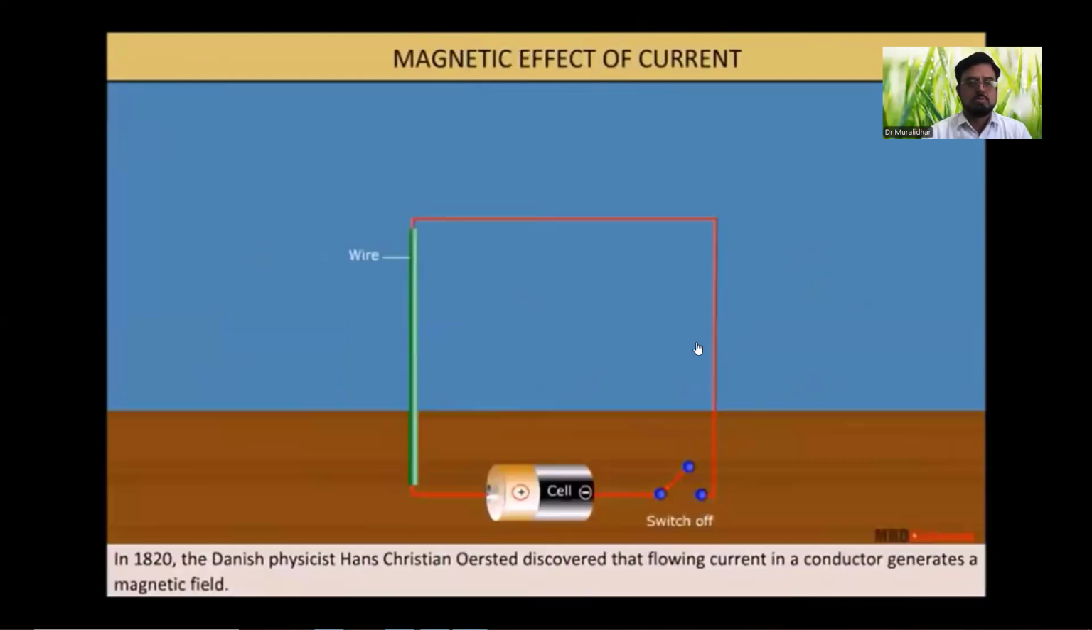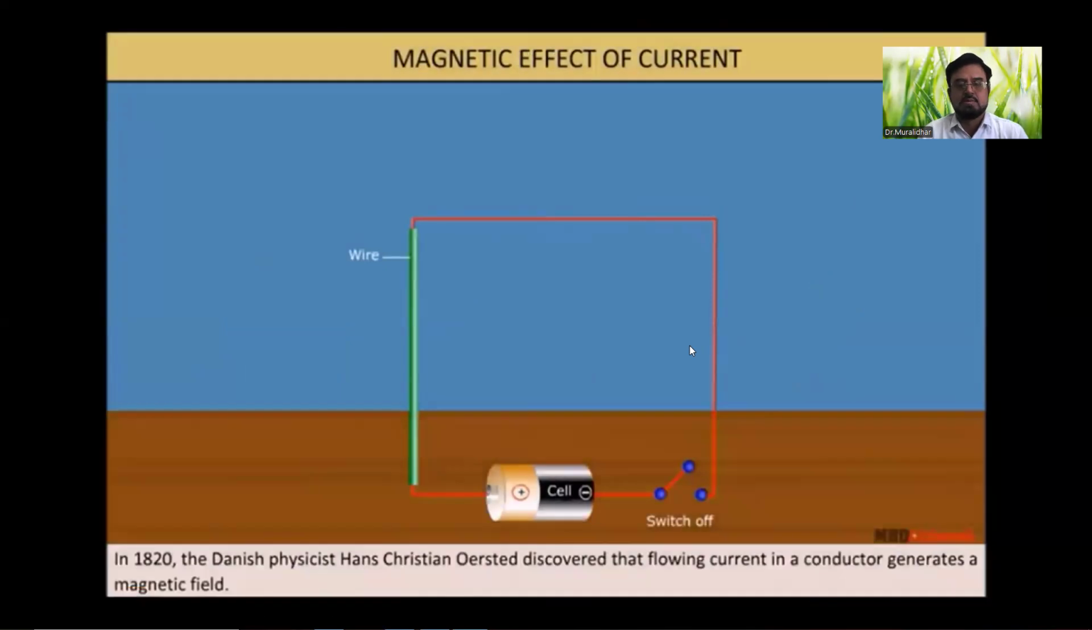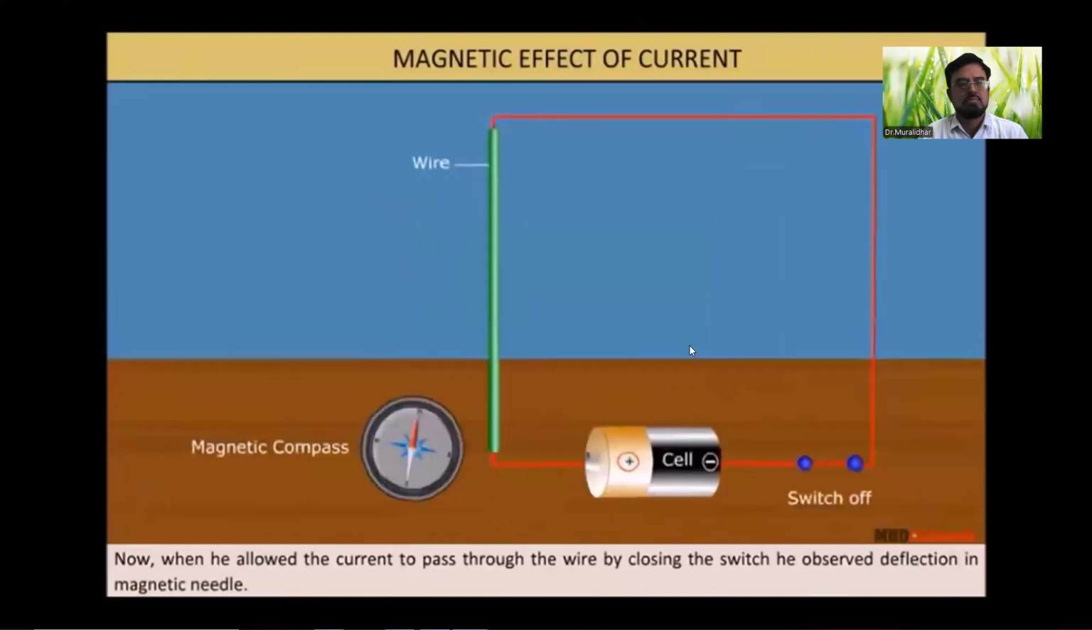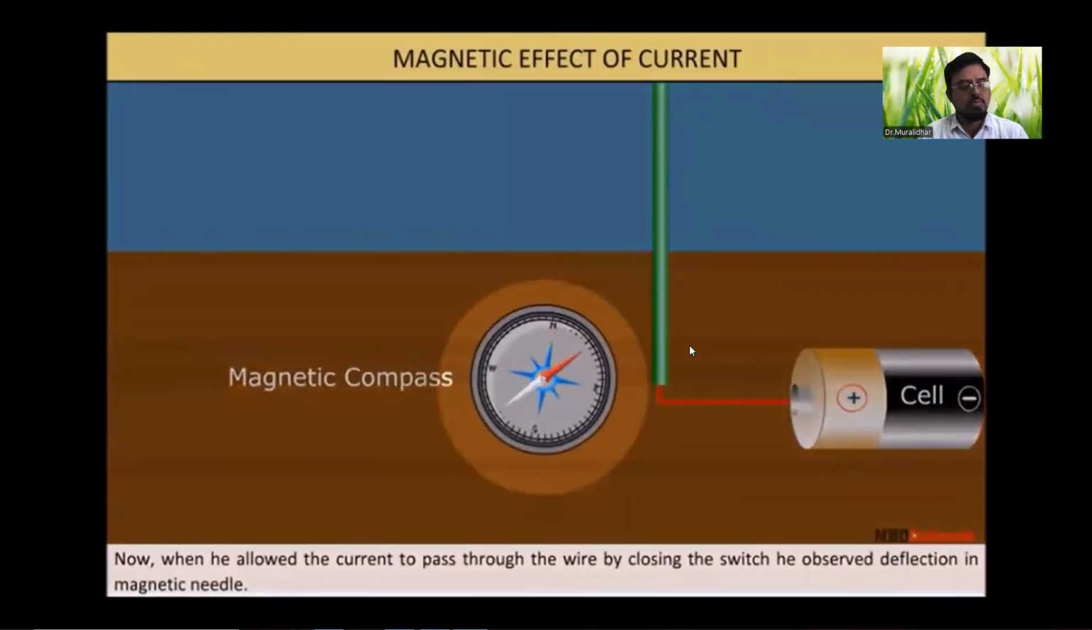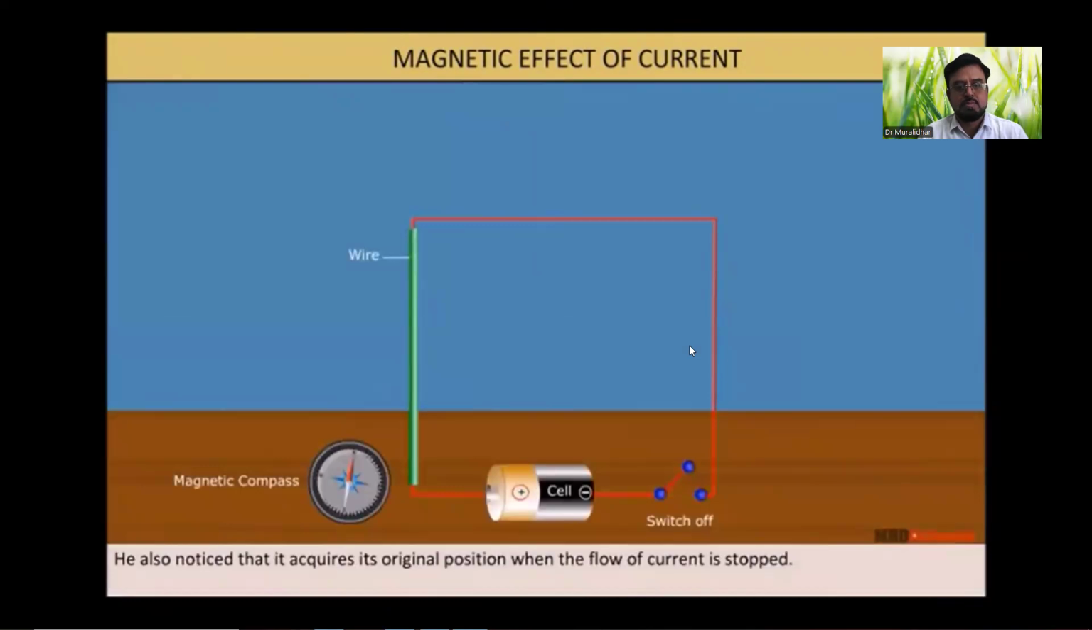In 1820, the Danish physicist Hans Christian Ørsted discovered that current flowing in a conductor generates a magnetic field. Ørsted demonstrated this by connecting the two ends of a wire to a cell through a switch. Then he placed a magnetic compass near the wire. Now when he allowed the current to pass through the wire by closing the switch, he observed deflection in the magnetic needle. He also noticed that it regains its original position when the flow of current is stopped.